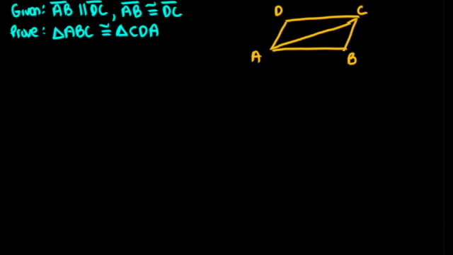All right, for our last problem, we're going to go ahead and do a proof. So in our given, we are told that AB is parallel to DC. So we can go ahead and draw these arrows which show that these two lines are parallel. We also know that segment AB is congruent to segment DC. What we need to do is prove that triangle ABC is congruent to triangle CDA. Let's first start off by writing our given.